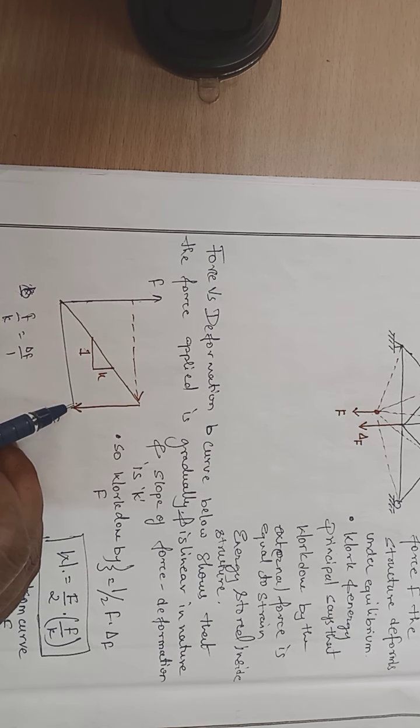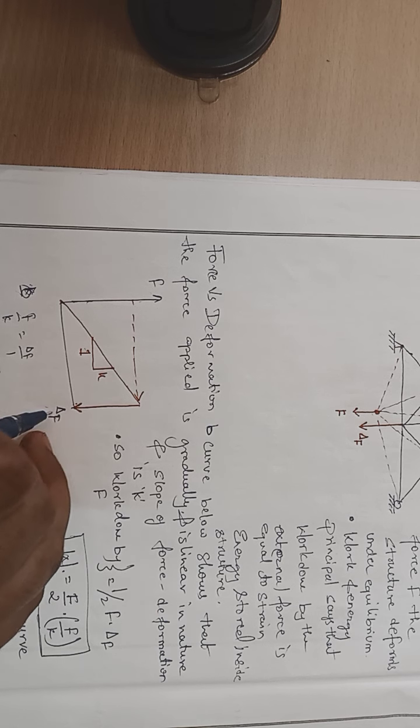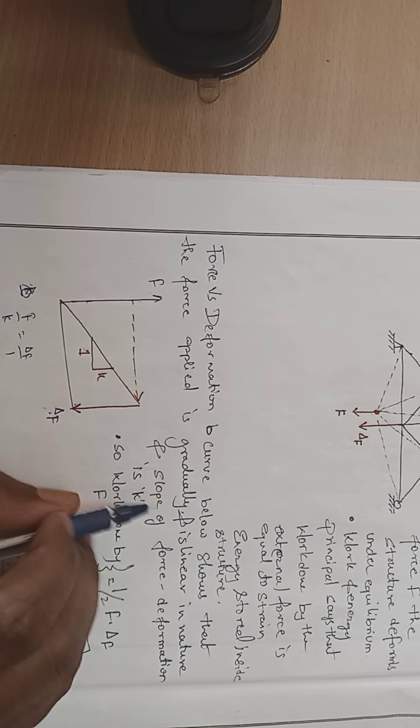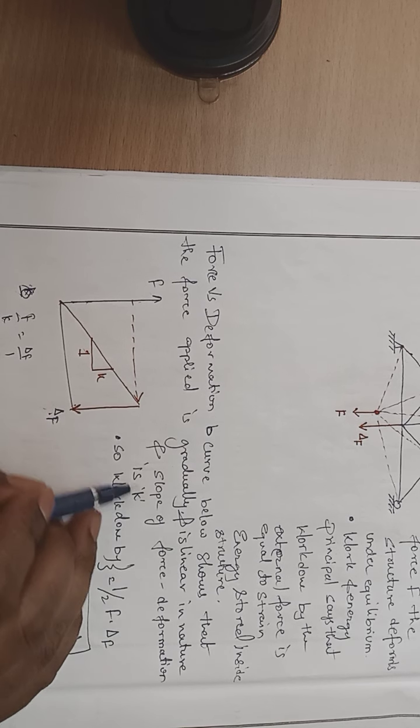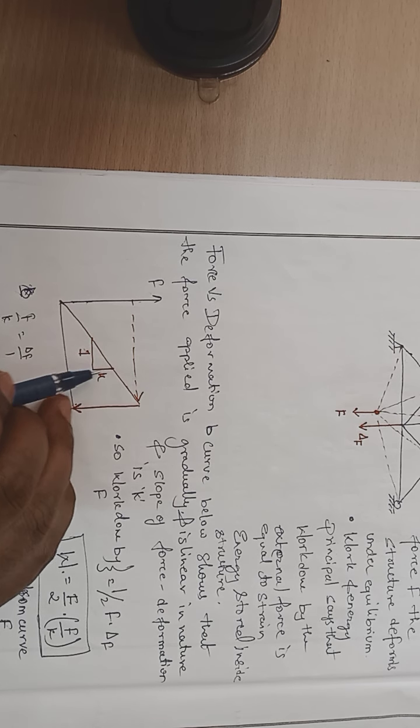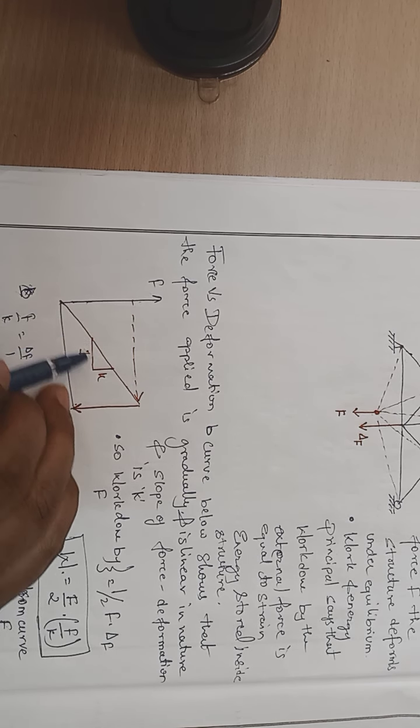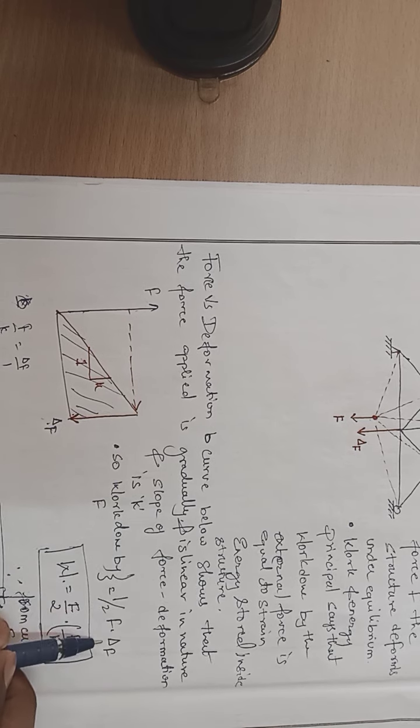Linear means the force is directly proportional to the deformation. The slope of this line, the force per deformation, we are showing as K. Work done by the external force F is nothing but half into the area of this triangle, so half into force into delta F.